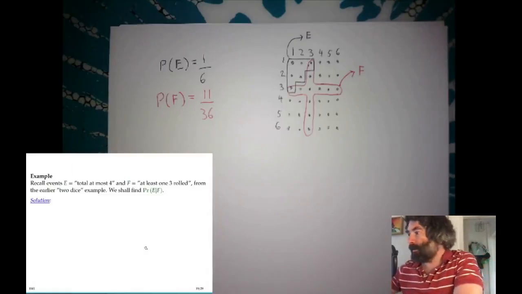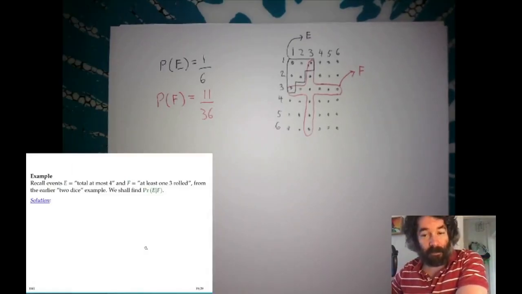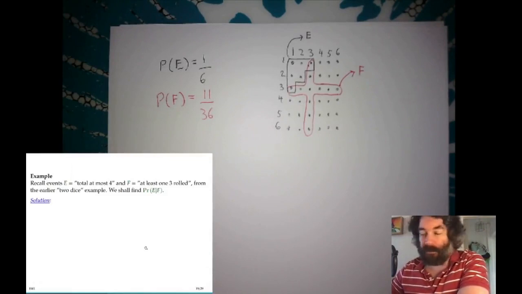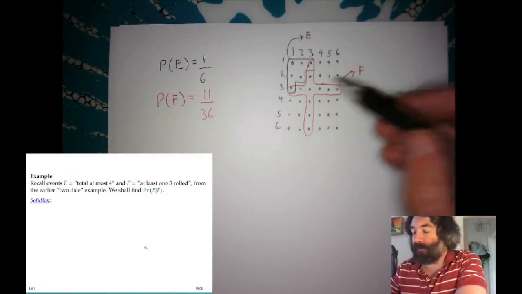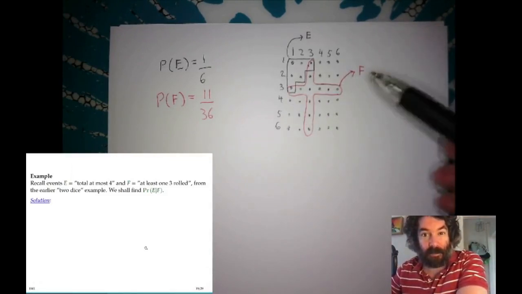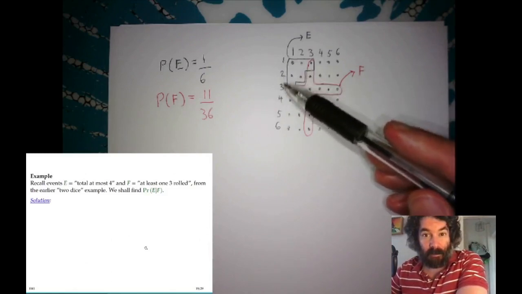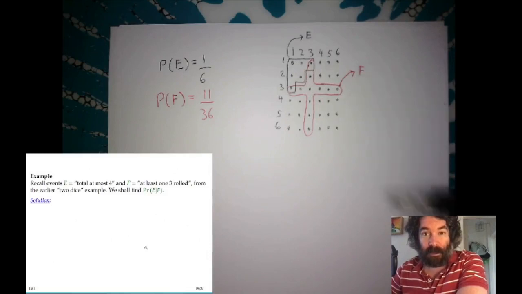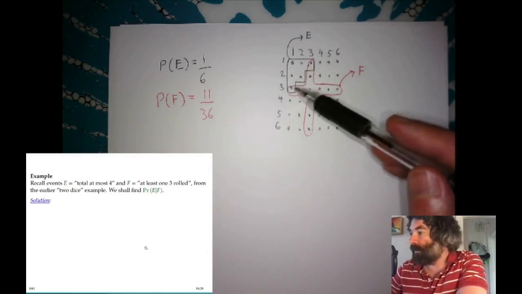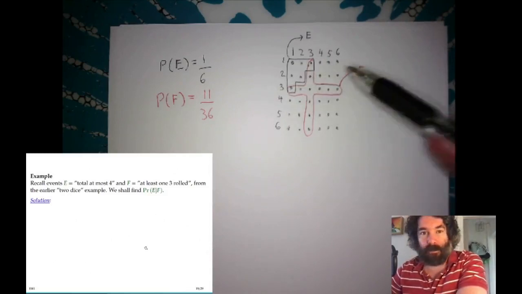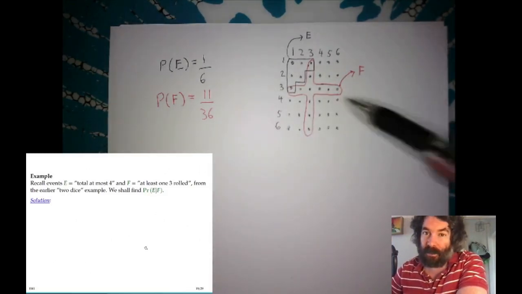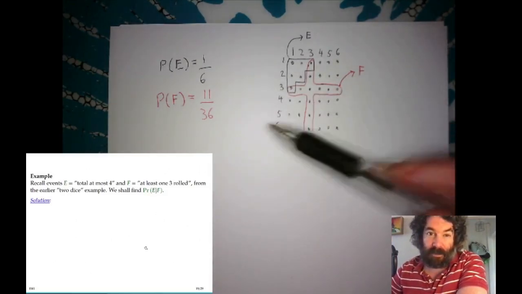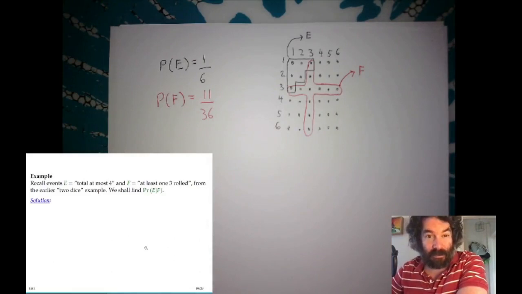So I've already written here what we had from the previous case when we looked at this before in the previous video. We have this visual representation of the sample space with the roll on the first dice here and the roll on the second dice here. And then E is this area outlined in black. The probability of E was 1/6. F is the area outlined in red, and the probability of F was 11/36. And we want to find the probability of E given that F has occurred.